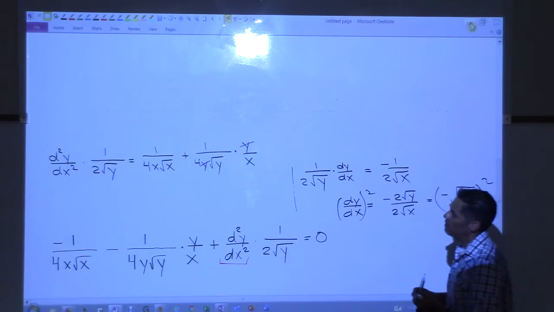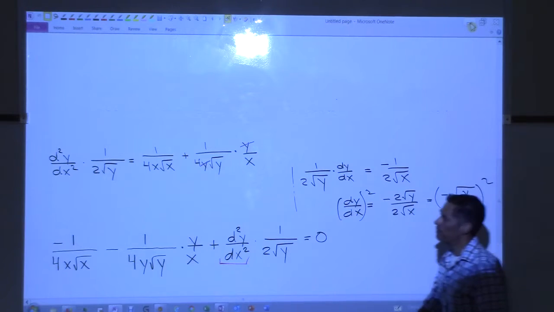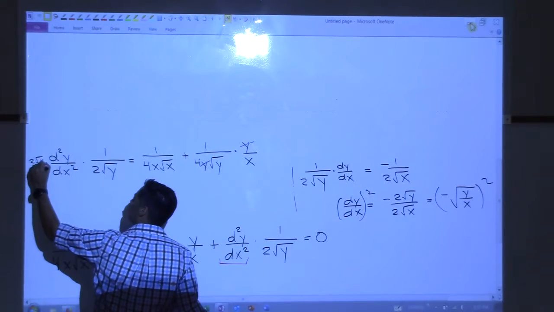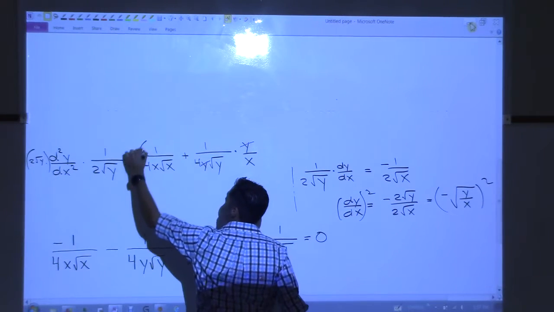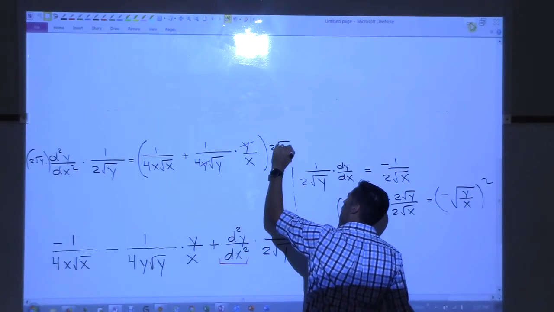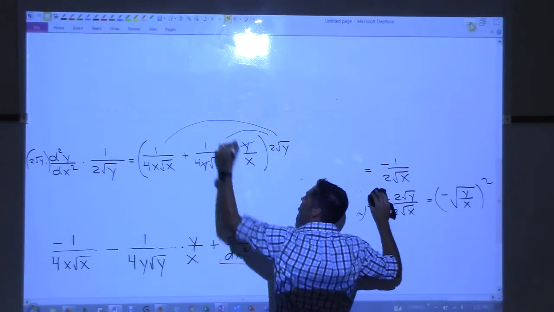All right. I'm trying to get that left side to just be the second derivative. So how can I get that second derivative by itself? Multiply both sides by 2 root y. Let's do that. So I'm going to multiply this side by 2 root y. Right? On this side, it's going to go through here. And then this has 2 terms. So I'm going to multiply this side by 2 root y. Right? And that will have to distribute to both of these.